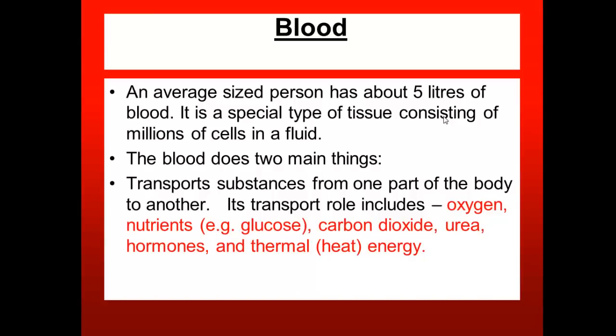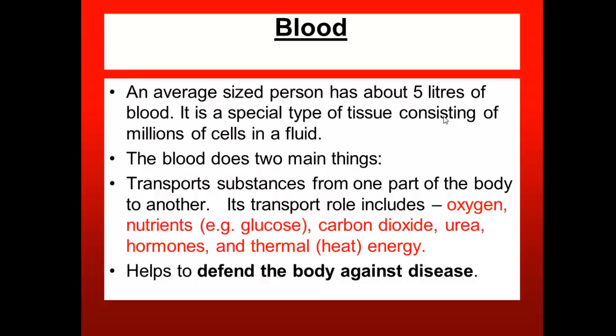carbon dioxide and urea, those are both waste products that need to be transported off for excretion, hormones, and heat energy. Heat energy we wouldn't count as a substance, of course, but it does have to be carried around. If your muscles are working hard because you're running and you generate a lot of heat energy in those muscles, we need to move that heat energy before it damages those muscles, and the blood will do that for us.